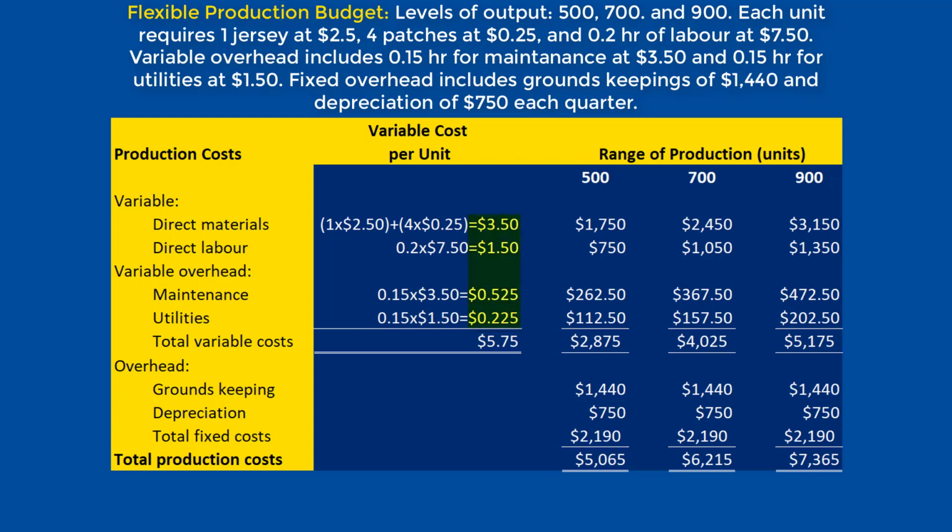You can multiply each of the variable costs per unit by the level of production to determine the expense for each level, or the total variable cost per unit of $5.75 to determine the total variable expenses for each production level. By adding the fixed overhead costs, which include groundskeeping of $1,440 per quarter and depreciation of $750 per quarter, you can determine the total production costs for each level of production.